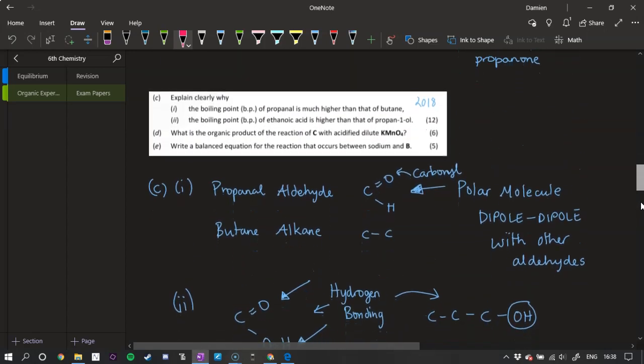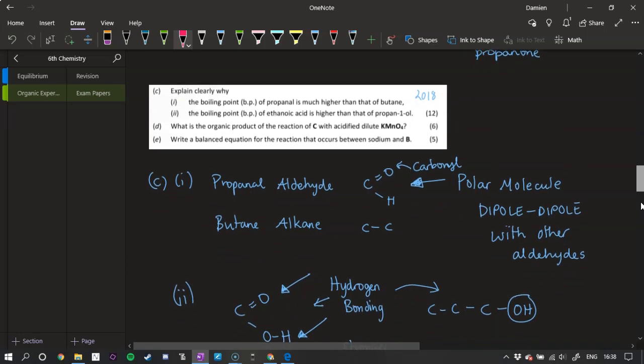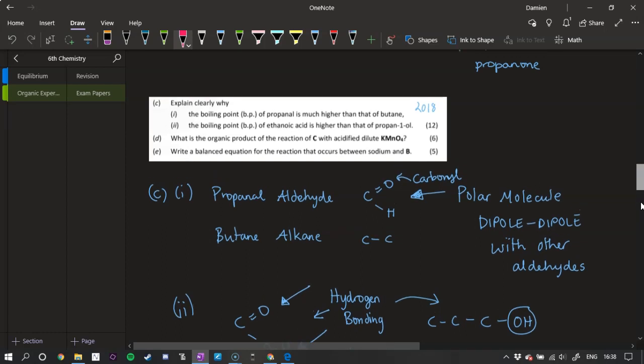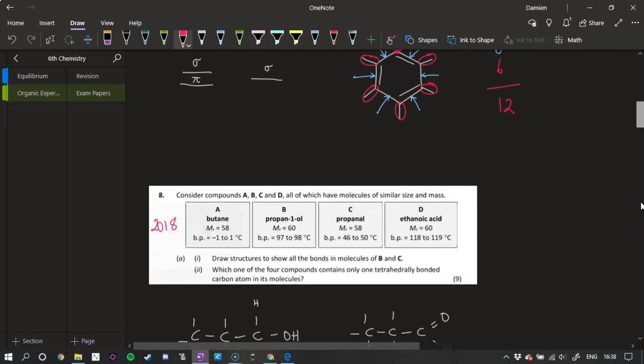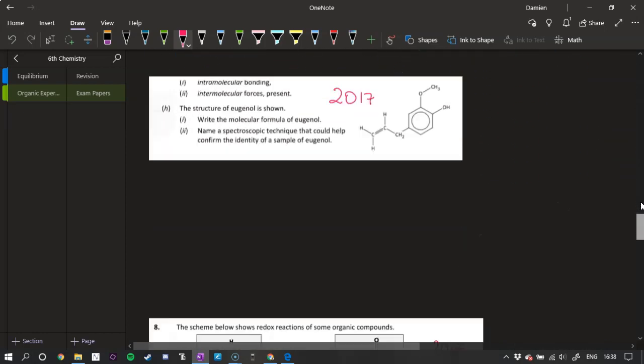So let's have a look at the last part. Write a balanced equation for the reaction that occurs between sodium and B. So again, I'm guessing B is an alcohol. That's one of the things you have to learn, the reaction of an alcohol with sodium. And B is, let's see, propan-1-ol. It is an alcohol. Okay, so let's have a look at it.